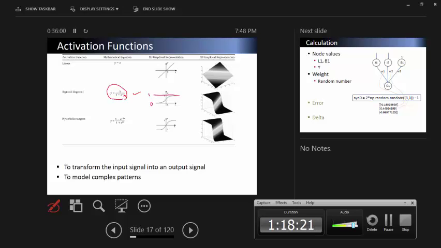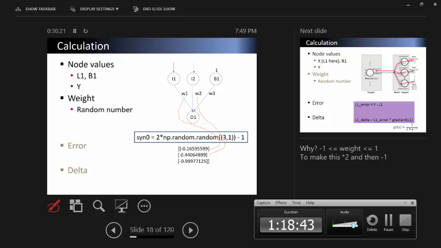Or depending upon the function, if you use hyperbolic tangent, then it will return somewhere between -1 and 1. Okay? Then it is shaped like this, in 3-dimensional. So you have a multiple calculation.